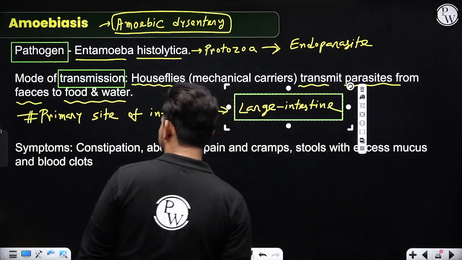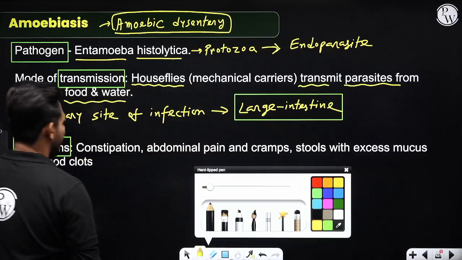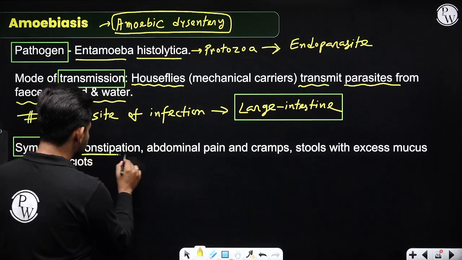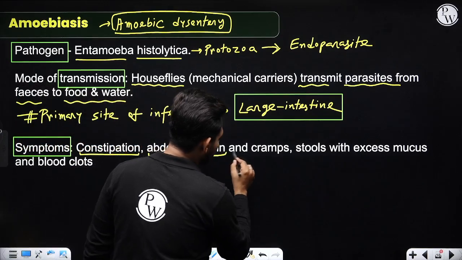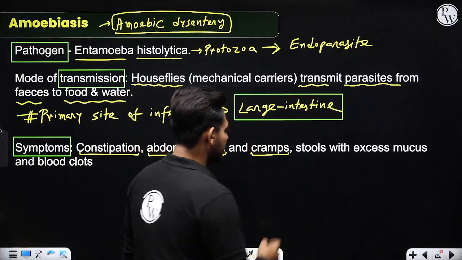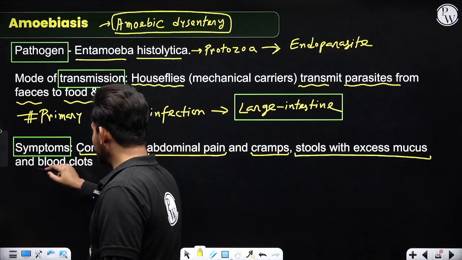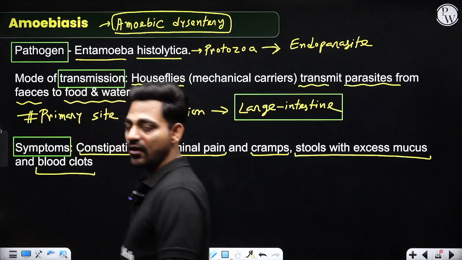So when it enters our body, it will attack the large intestine, so it will cause constipation, abdominal pain and cramps, because that can affect abdominal muscles. There will be stools with excess mucus and blood clots.